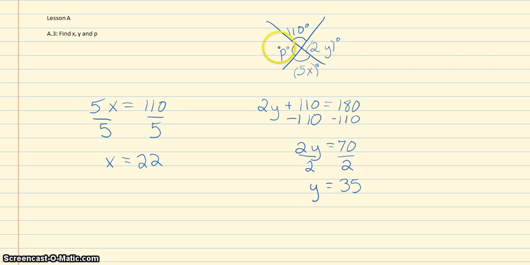Now I still need to know what P is. So P is a vertical angle from 2y. And I know right here I had 2y equals 70. So I put 70 here in place of that 2y, so 70 equals P. And if you want to, you could just put the 35 in for the y. So I could say 2 times 35 equals P. So 2 times 35 is 70, and 70 equals P.